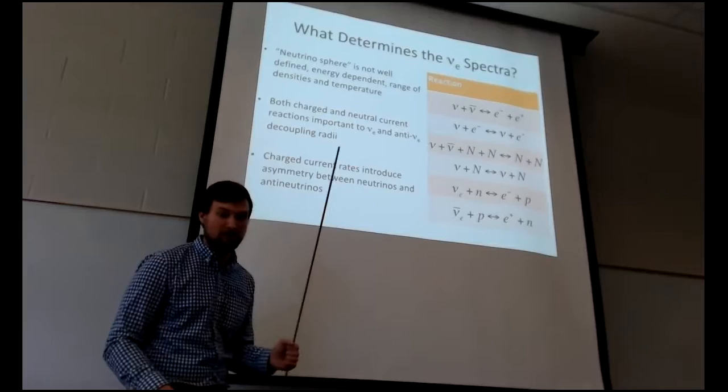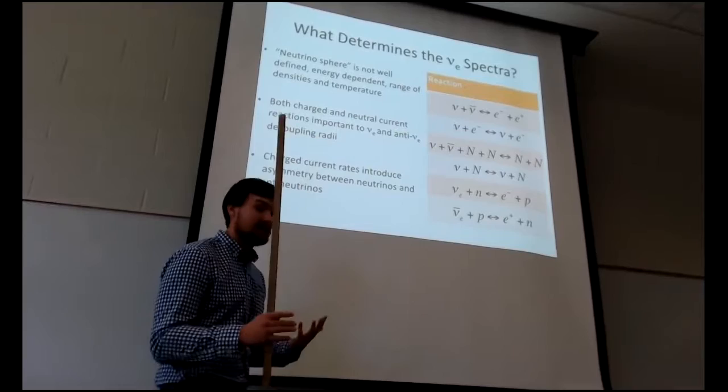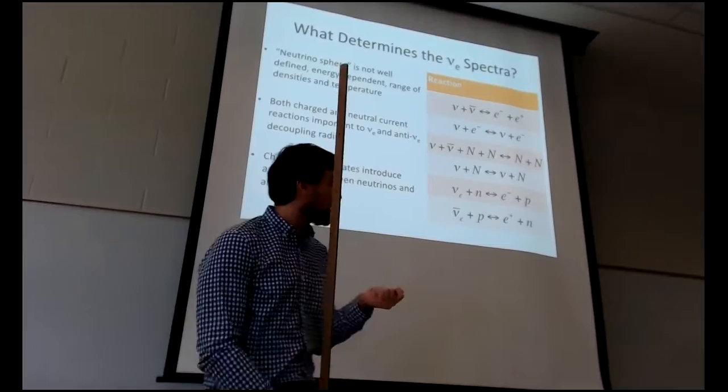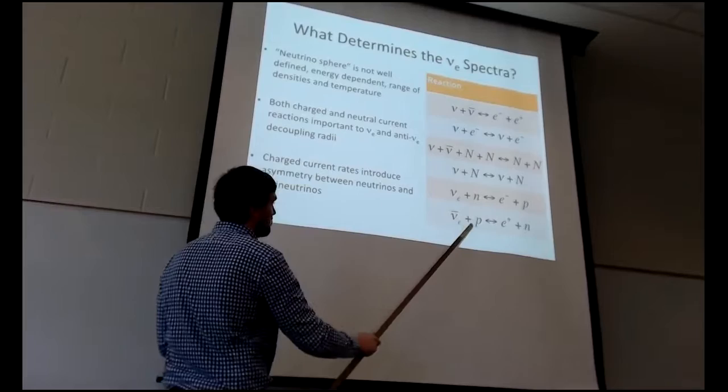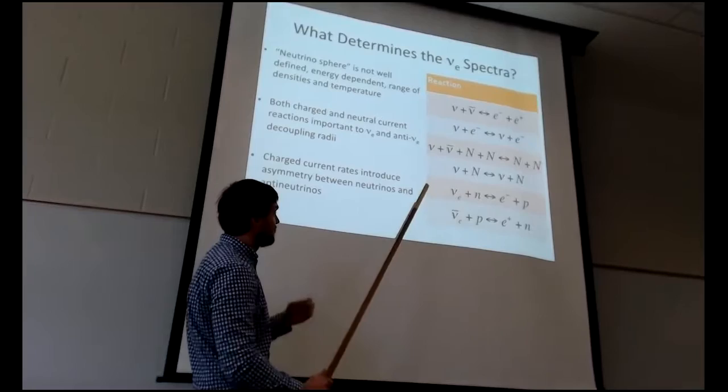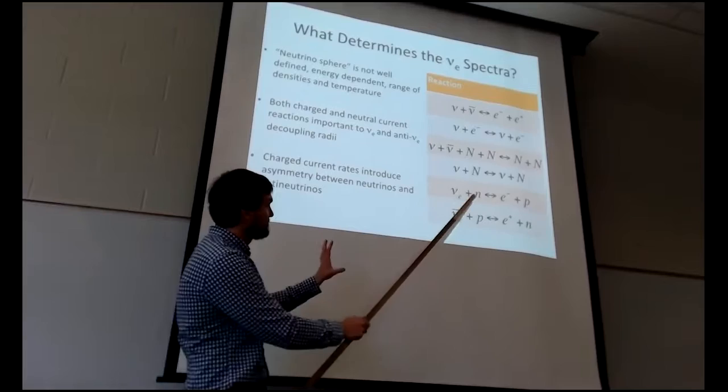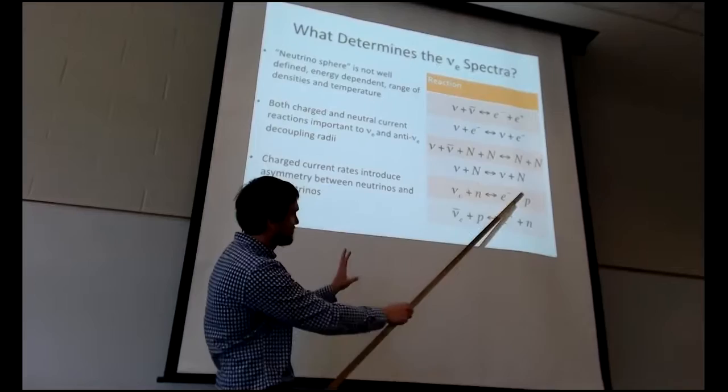And one thing that's going to be very different for these two is the charged current rates here. Because the electron neutrinos interact with neutrons in the medium, whereas the anti-electron neutrinos undergo charged current interaction with protons in the medium. And so we know that these things have very low electron fraction in the outer layers, so there are a lot more neutrons than protons. And so we expect some asymmetry between these. Of course, there are a lot of degenerate electrons, so that slows down this reaction. But this is a source of asymmetry between these two types of neutrinos.